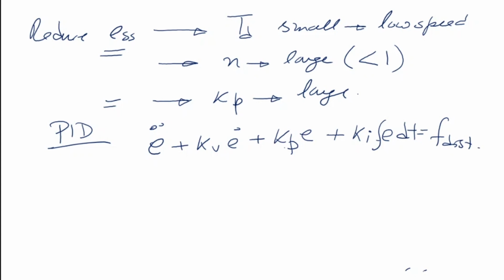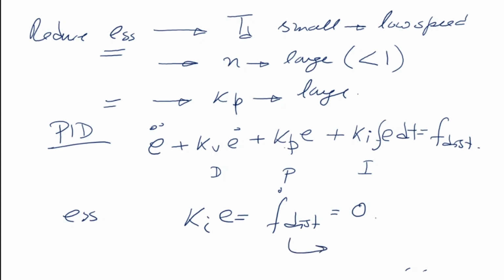So this is my P term, this is the D term, the derivative term, and this is the integral term. What we can see here is that once it has reached the steady state position, KI into E is equal to F disturbance, which is equal to 0, because we are making the assumption that this is a constant disturbance. Under this condition, the steady state error becomes 0 by putting an integral part into the controller.